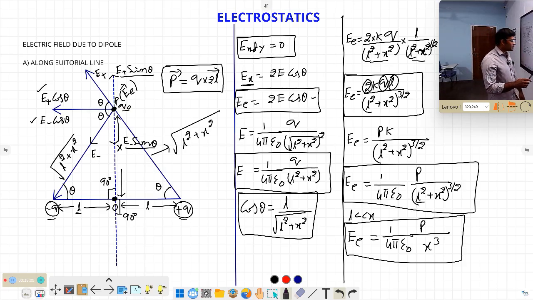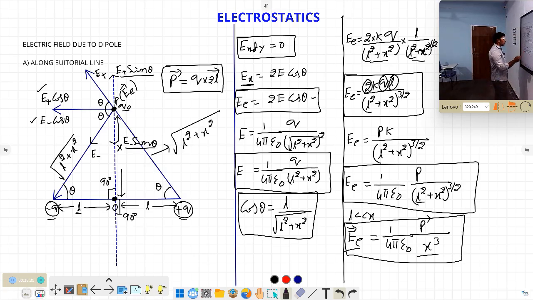Now here one more concept to understand is that this electric field is a vector quantity, having a particular direction. Dipole moment is also a vector quantity having a particular direction. Here also the electric field is inversely proportional to the cube of the distance only. In the axial line also the electric field is inversely proportional to the cube of the distance only. There we got 2 times, here we have not got any 2 times, we got 1 by 4 pi epsilon naught P by x cube. Now what is the relation between electric field and dipole moment?